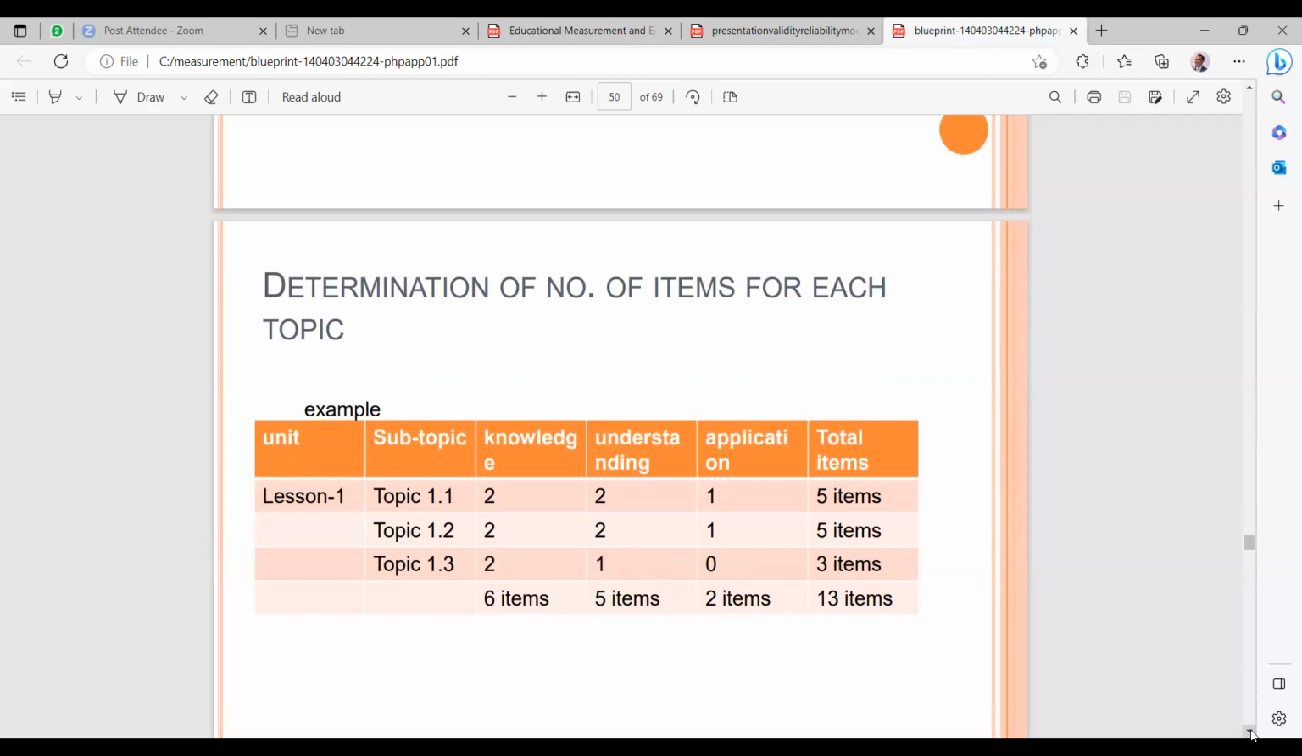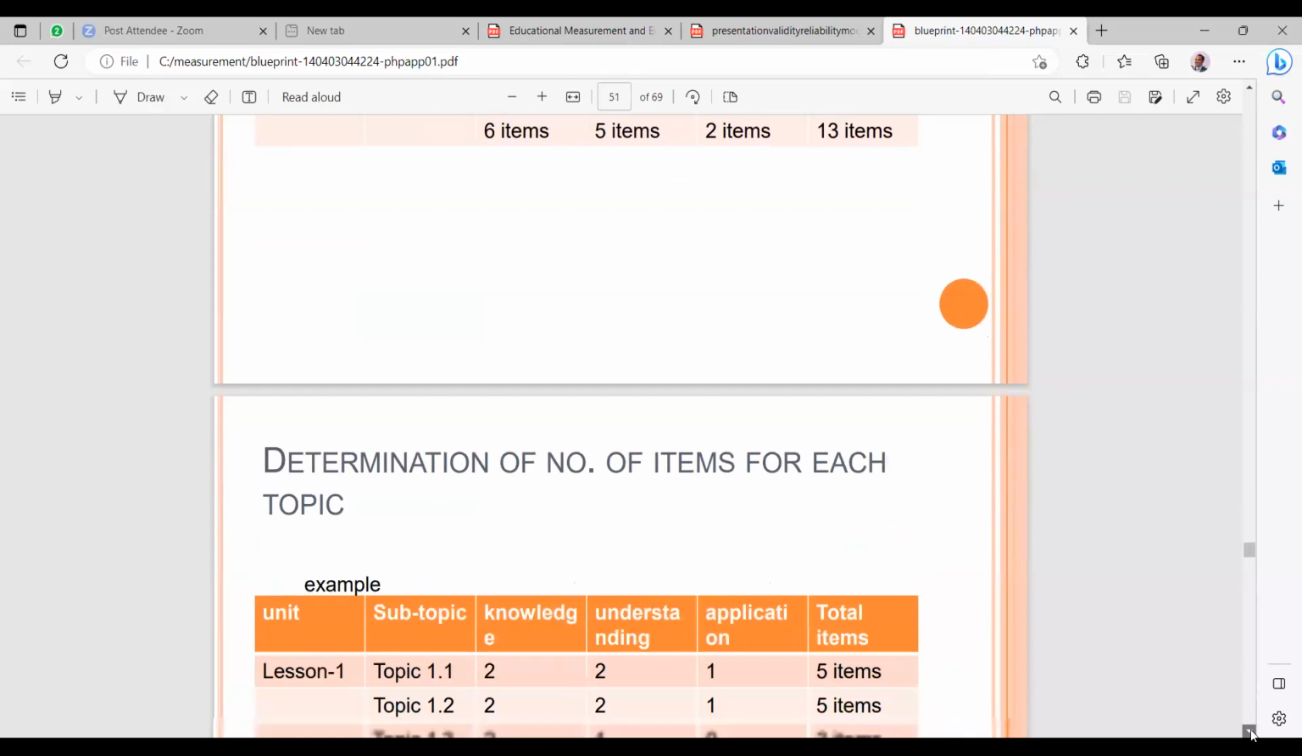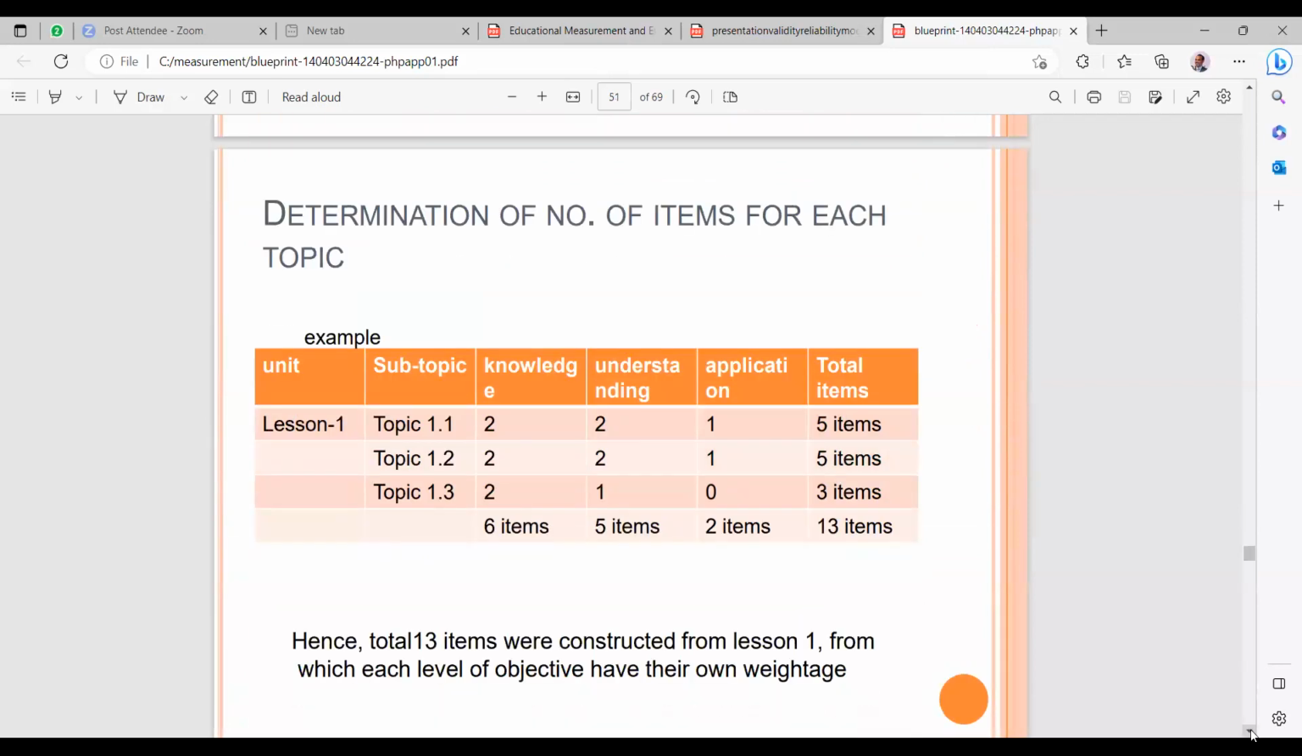You can see another example here from the lesson 1 subtopics and the number of questions included. So for the first unit only, we can see 13 items. And this can be a unit test also. If you are preparing a unit test, again, you can follow a specification table for that.